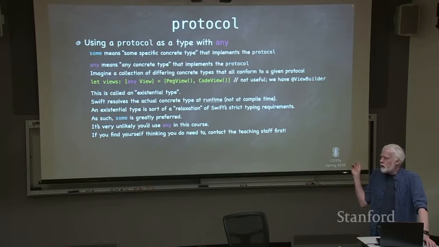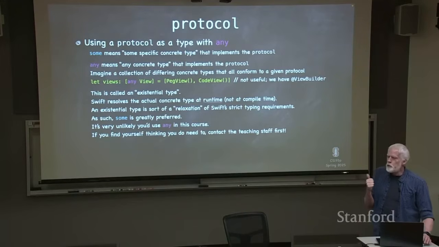And look at our views of any view up there. We would never do that, ever, in SwiftUI. Why? Because we have ViewBuilder. ViewBuilder built a very strongly typed list of views. Why would we ever want to use this untyped one, right? So we usually have better things to do than any. And so in this class, if you feel like in your final project you need to use any, or certainly in the homework, you need to contact me first and get my approval, okay? Because I want to hear why you think you need to do it.